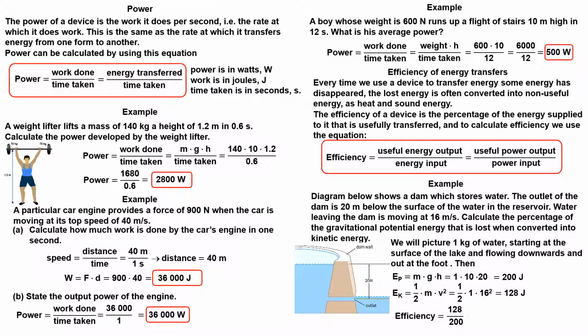The efficiency is 64%. So the loss of energy is 36%. If engineers wanted to use this moving water to generate electricity, they would have already lost more than a third of the energy which it stores when it is behind the dam.